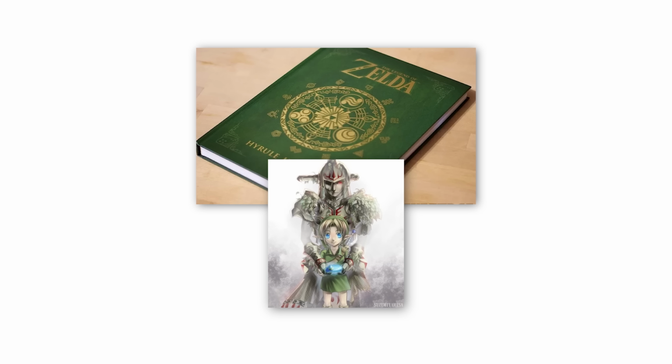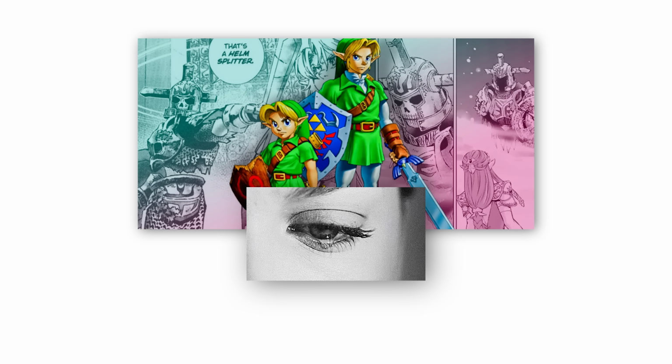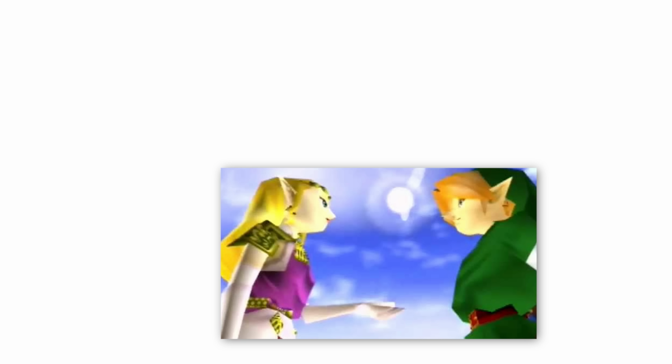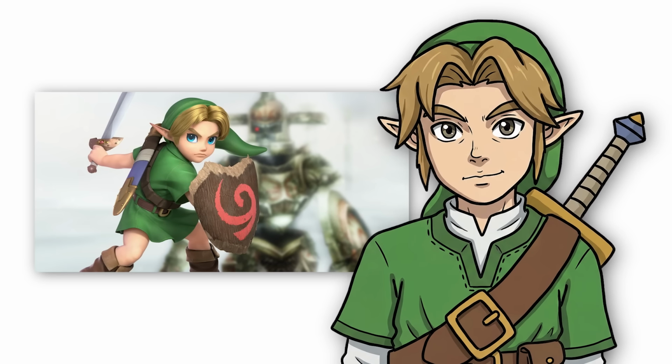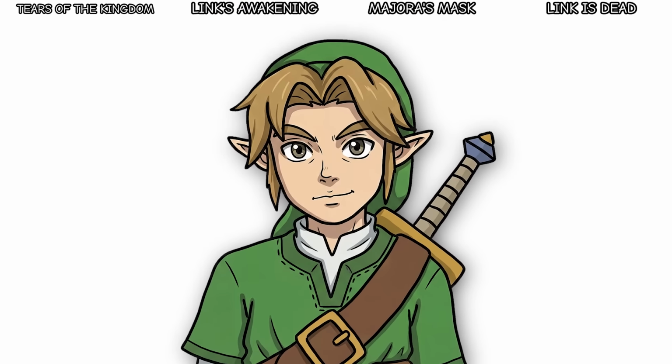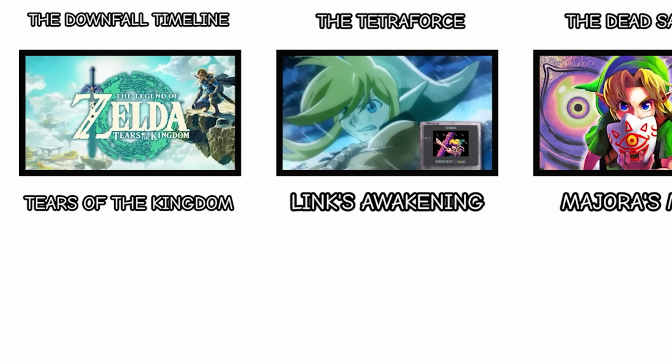When Hyrule Historia confirmed the hero's shade was the hero of time, it was one of the Zelda community's biggest vindications and heartbreaks simultaneously. Ocarina of Time's happy ending was a lie. Link got sent home and everything went wrong, but at least Link's tragedy happened after his games ended. The next theory claims an entire timeline was shattered by one recent game, Tears of the Kingdom.